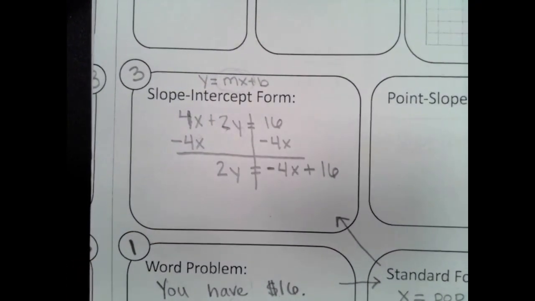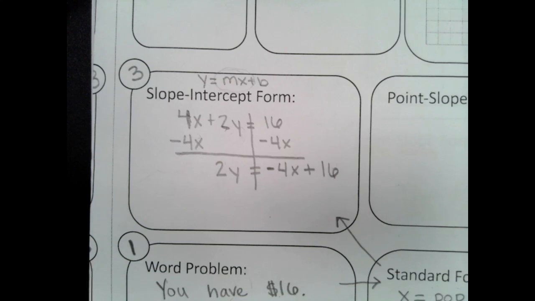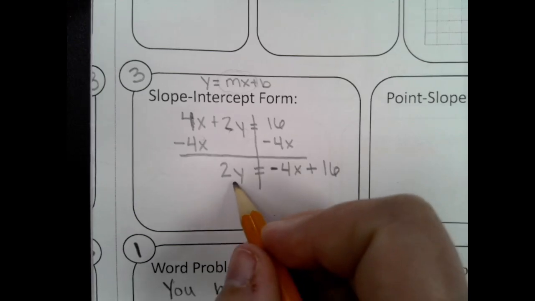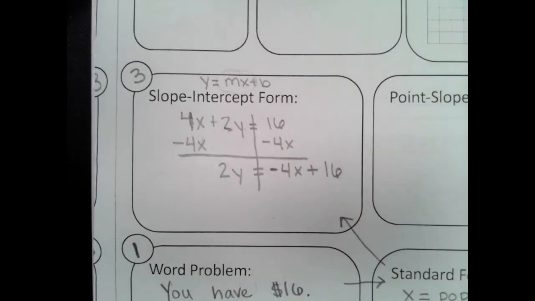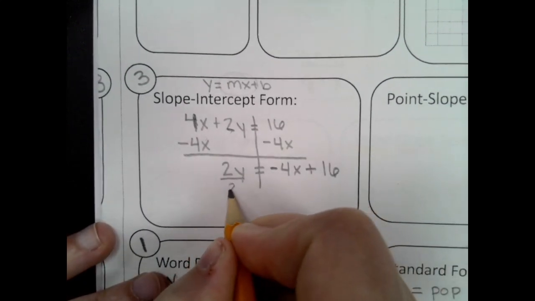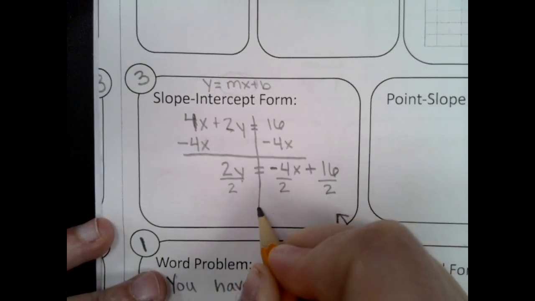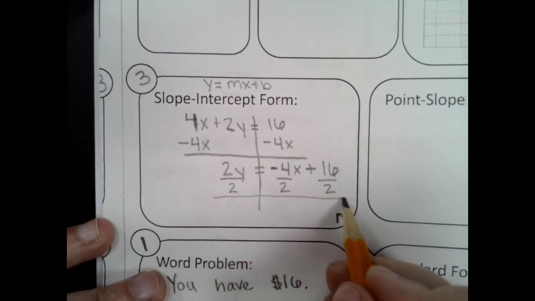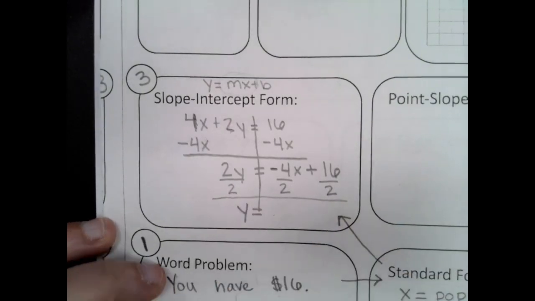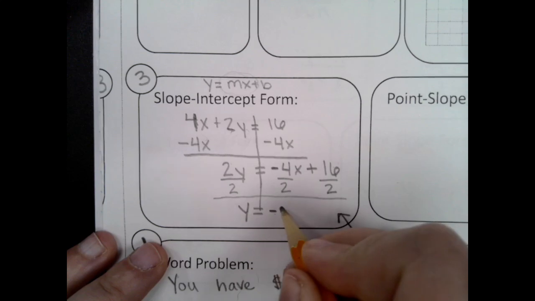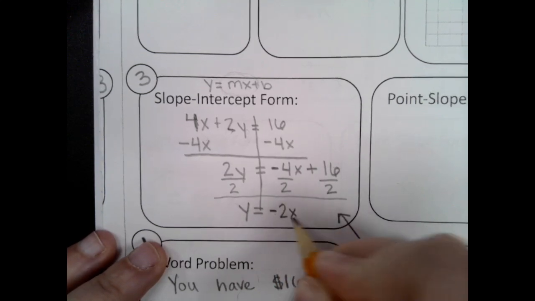Does that look like y equals mx plus b? Not quite yet. What do I need to do next? I need to undo that 2. 2 and y are touching. That means multiply. And to undo multiply, we divide. So we're going to divide everything by 2. All right, what's negative 4 divided by 2? Negative 2x plus 16 divided by 2? 8.